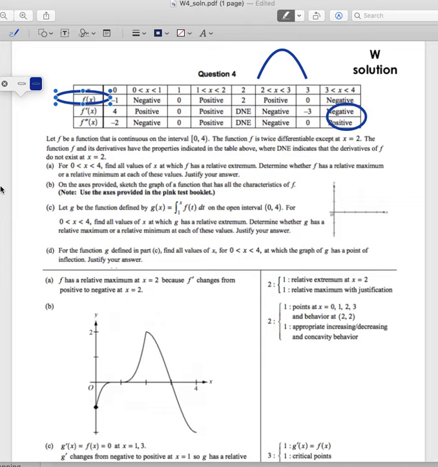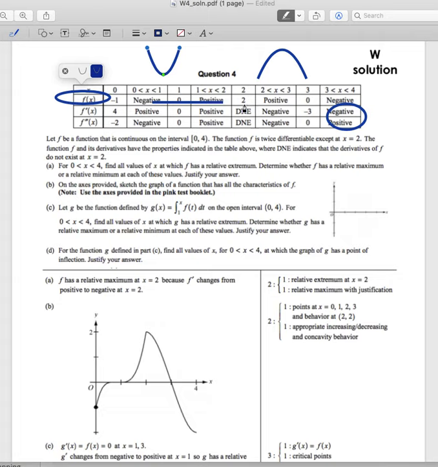How do I tell where G has a relative max or a relative min? I look at G prime. Where is G prime changing sign? Another way to say it, where is F changing sign? It changes sign at 0, and it goes from negative to positive, and by it I mean G prime. So G prime goes from negative to positive. That means G goes from decreasing to increasing. That means at 0 there is a relative min.